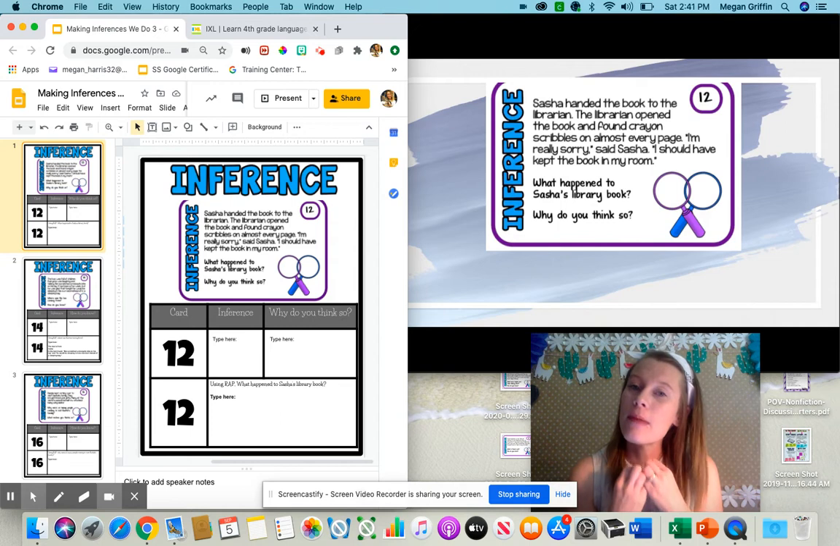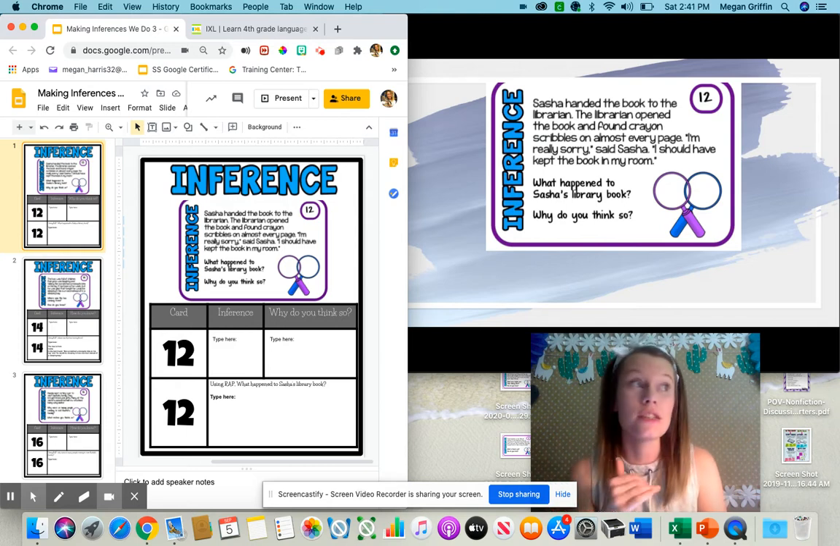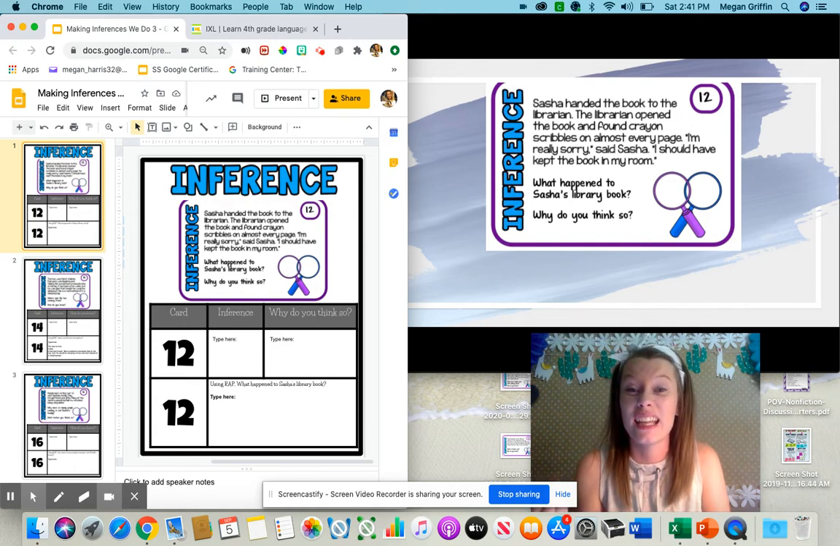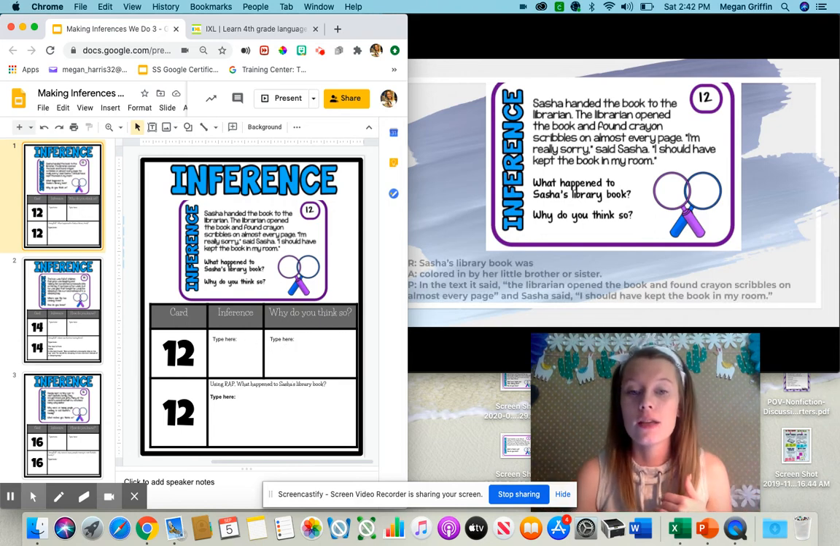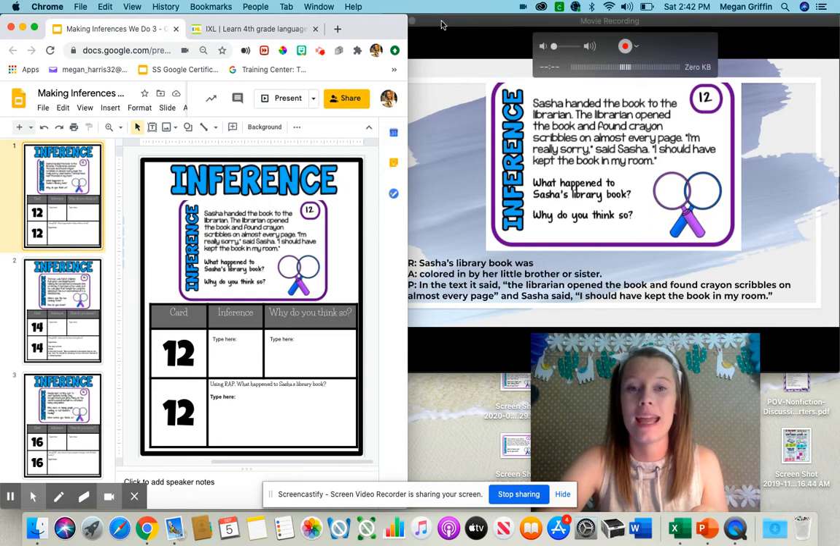And so I'm going to make the inference, based on the crayon scribbles everywhere and keeping it in my room, that Sasha has a little brother, little sister, maybe a little baby cousin that is with them that has colored in her book. Okay, so now that we've made that inference, and like I said, you guys already should have last week, let's put that into RAP. So I know that when I restate, I'm pulling words from the question into my answer.